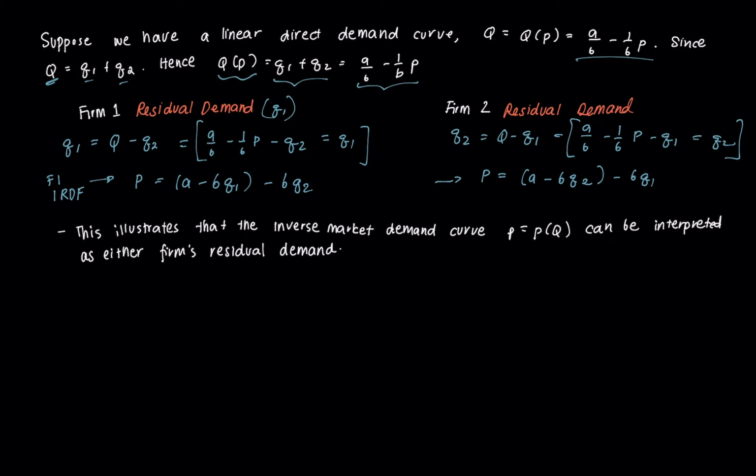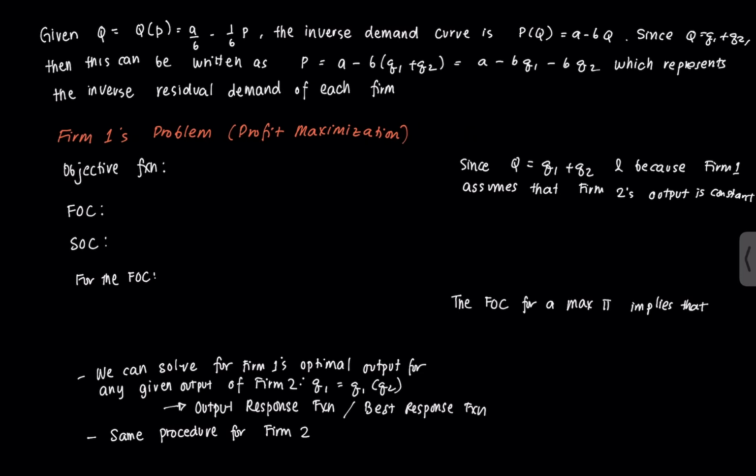That should be clear, and it illustrates that the inverse market demand curve, P as some function of Q, can be interpreted as either of the firm's residual demand functions. It can be either this or this, and it would yield the same result. The price charged in this particular market should be the same across all firms, because if a firm opts to charge a higher price, they would lose everything, and because of the homogeneous good assumption. So let's dive into this concept a bit deeper.